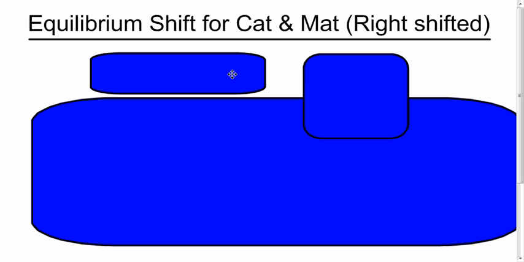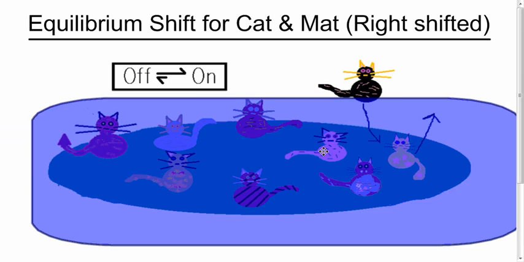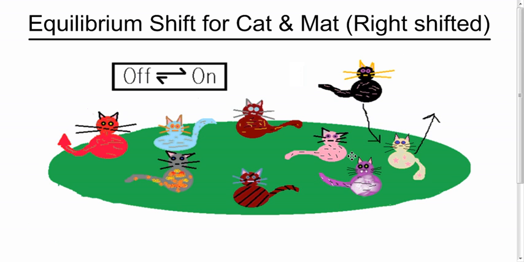Now, here it is for when it's right shifted. Here the longer arrows flipped. Now it's pointing to the product side, and you're going to have more cats on the mat than off the mat.